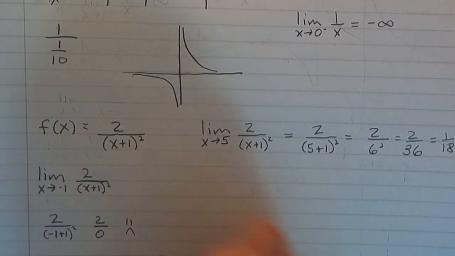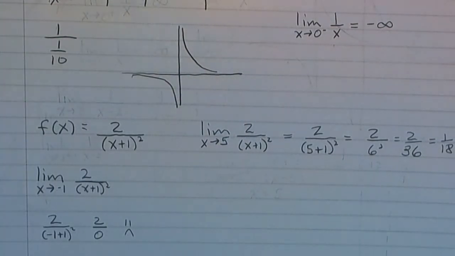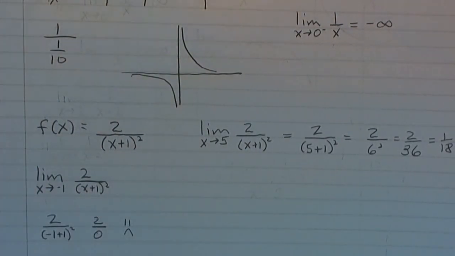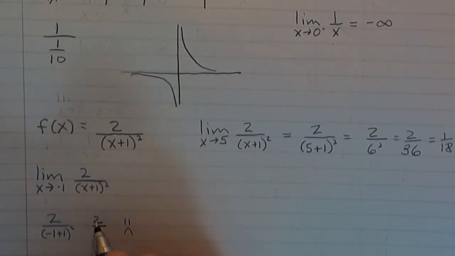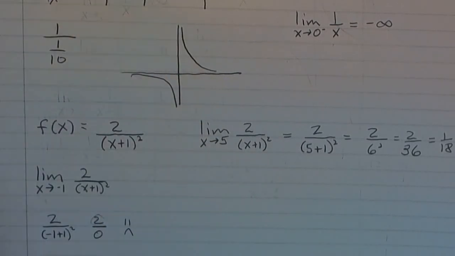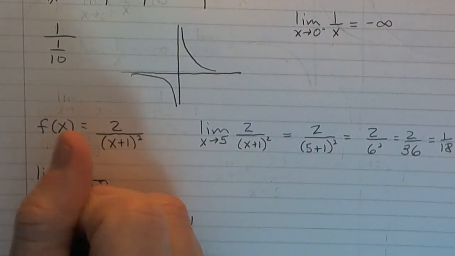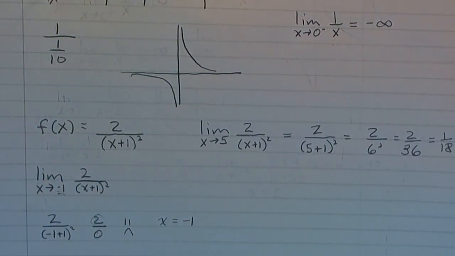Well, that can't happen, right? You can't have 0 in the denominator. So here's what's happened. Notice, we take note of the fact that we don't have 0 over 0. If we did, maybe we want to factor and cancel or do some additional work to see if we could find the limit. But that's not what we have here. We have a non-zero up top and a 0 in the bottom. That tells us that x equals negative 1. See this negative 1? That's a vertical asymptote.